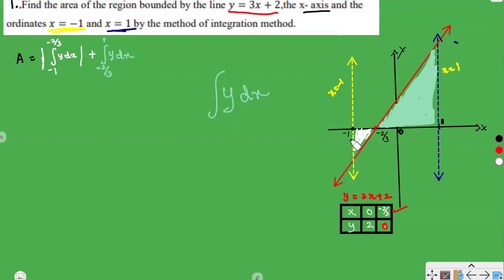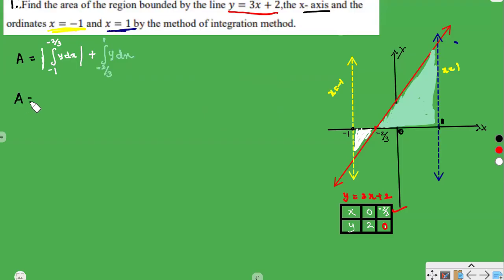So this is what I have done. For my area formula, I have put the modulus inside. It is from -1 to -2 by 3, whereas for the upper triangle, to find its area we have taken -2 by 3 to 1, again y dx. What is our y? We know what our y is. The y is given as 3x plus 2. That is this line, y equals 3x plus 2.